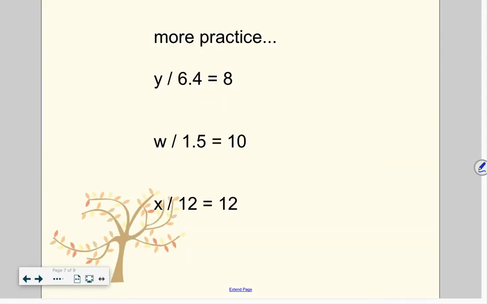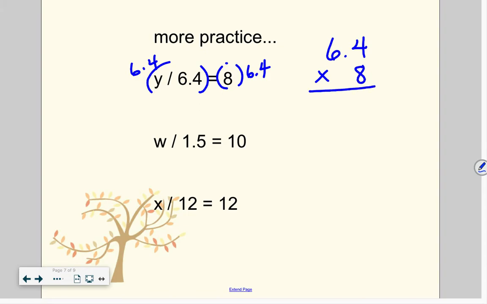Y divided by 6 4/10 equals 8. Opposite of dividing by 6 4/10. Multiplying by 6 4/10. So off to the side, 8 times 6 4/10. 8 times 4, carry a 3. 6 times 8, 48, plus 3, 51. How many numbers behind the decimal point? 1. So I need to have 1 number behind my decimal point here. Y is going to equal 51 and 2/10.